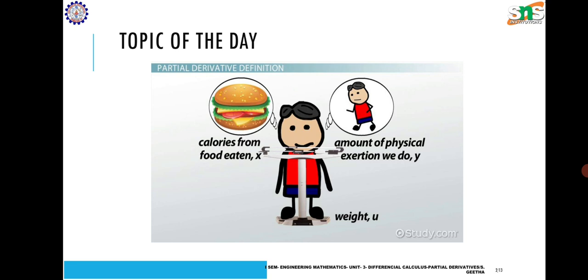An ordinary derivative means the rate of change of one variable with respect to only one independent variable. For example, velocity, which is defined as the rate of change of displacement with respect to time only. Another one is partial derivatives. Partial derivatives mean the rate of change of one variable with respect to two or more independent variables. Here, the rate of change of weight with respect to the food we have taken and the amount of physical exercise we do.